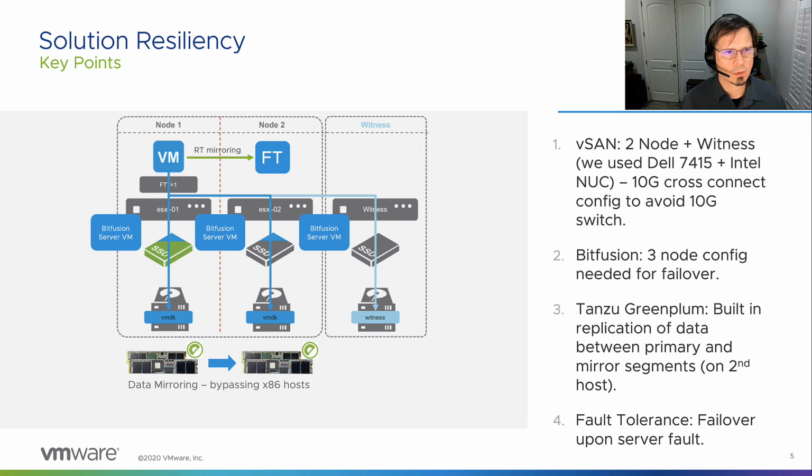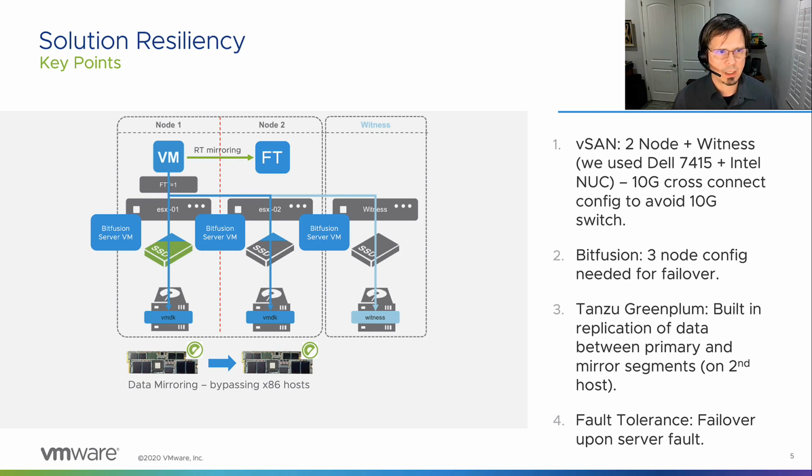And that allows us to have an application that actually queries the Greenplum database running entirely on storage, but that application can be resilient against a server fault. The reason for that is because the storage that the application itself is using, not its data set, is running on vSAN, and that will survive a host failure.